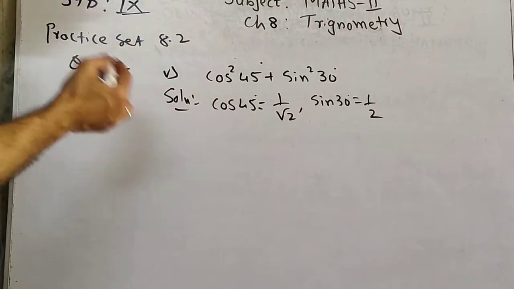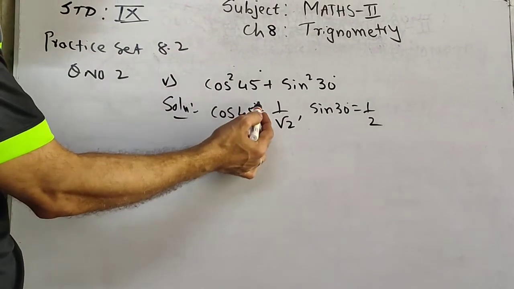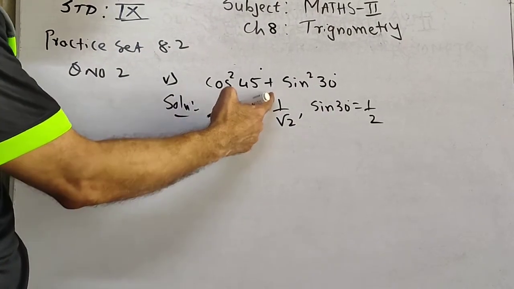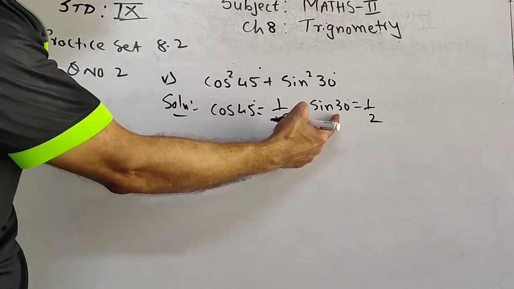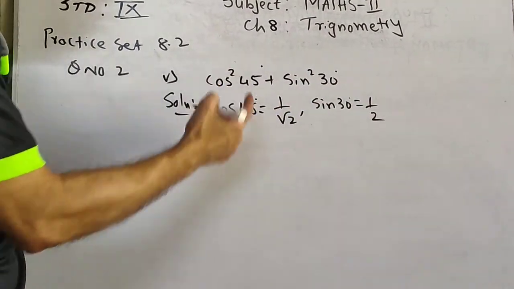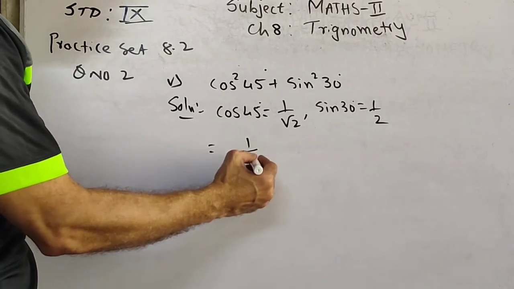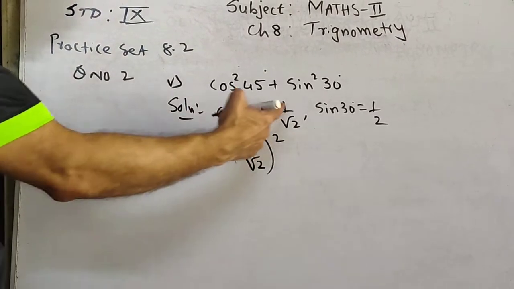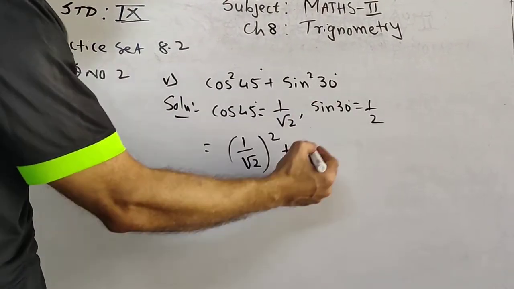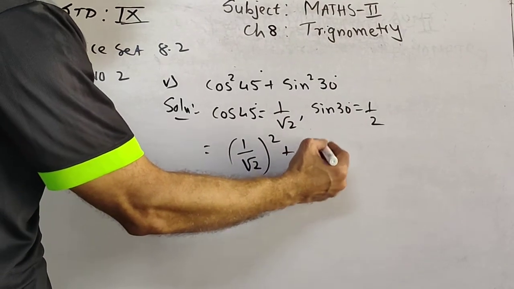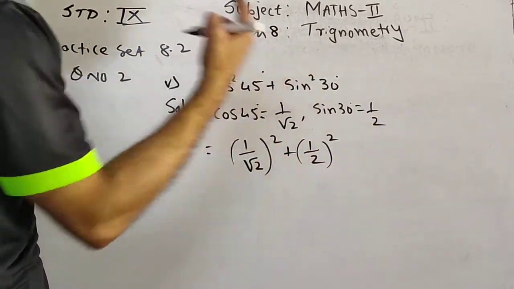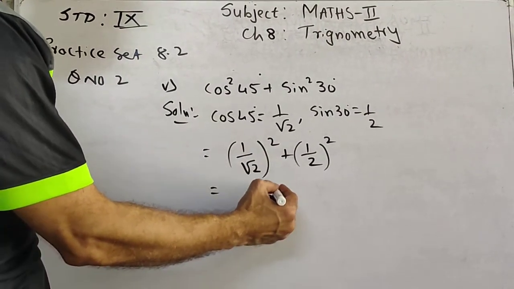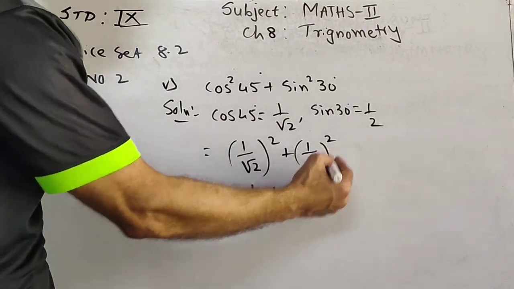Okay, now come to sum number 5. Sum number 5 is cos square 45 degree plus sin square 30 degree. Okay, so cos 45 degree value is 1 upon root 2 and sin 30 degree value is 1 upon 2. So cos square 45 means 1 upon root 2 the whole square. Because cos 45 is 1 upon root 2, plus sin 30 is 1 upon 2, so 1 upon 2 the whole square, because here it is square. So 1 square is 1, root 2 square is 2. 1 square is 1, 2 square is 4.